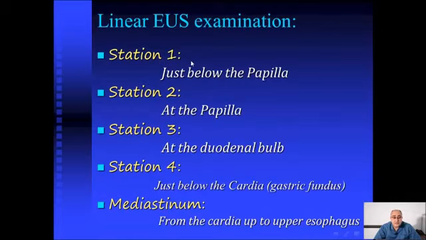And others prefer to do the opposite, just going to the deep second part of the duodenum, just below the papilla at station 1, and then gradually withdraw the echo endoscope to examine station 2 at the papilla, station 3 at the duodenal bulb, and station 4 at the cardia, and lastly the mediastinum. So both methods are correct, and I think the best method is the method you are used to and the method you are perfecting.